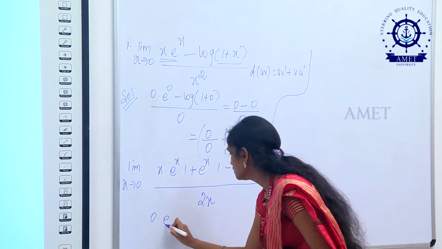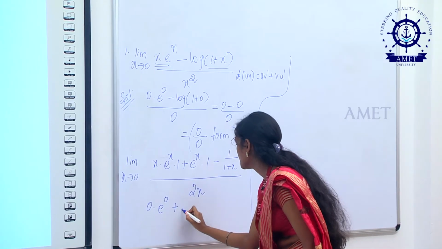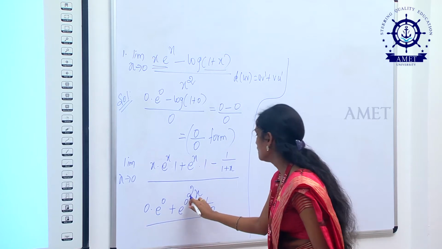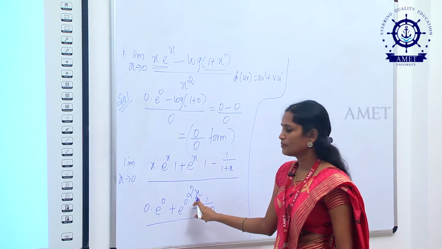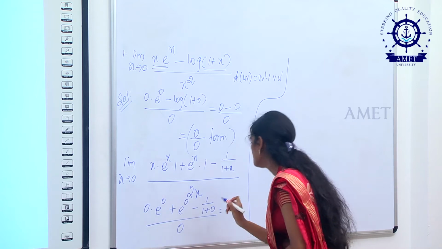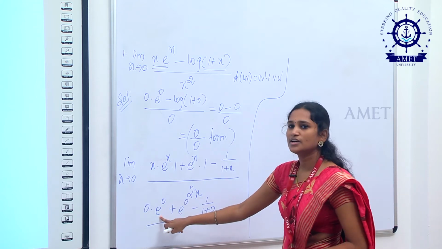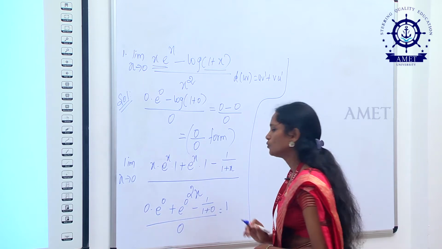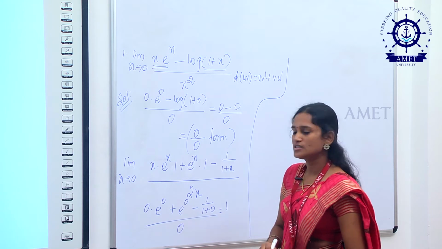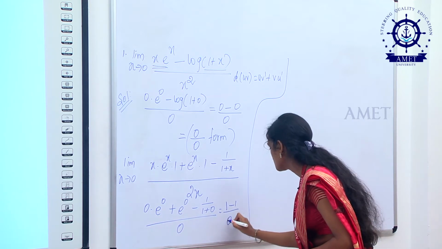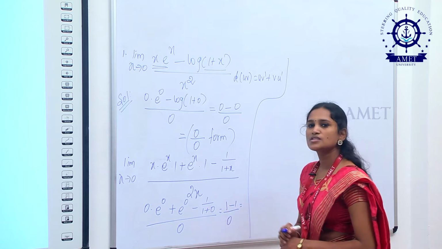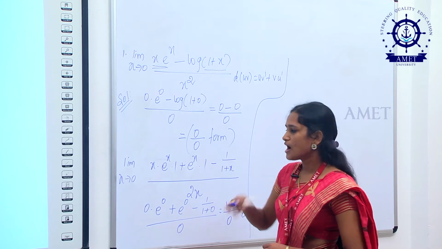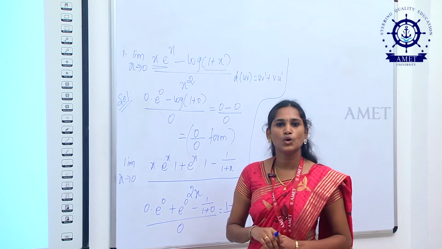So 0 into e to the power 0 plus e to the power 0 minus 1 by (1 + 0), divided by 2 into 0, which is 0. The first term, 0 into anything, becomes 0. Plus e to the power 0, which is 1. 1 by 1 is 1. So 1 minus 1 is 0. The numerator is 0 and the denominator is 0. So again we have got the 0 by 0 form.